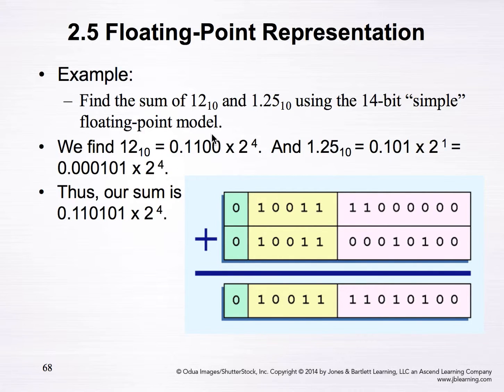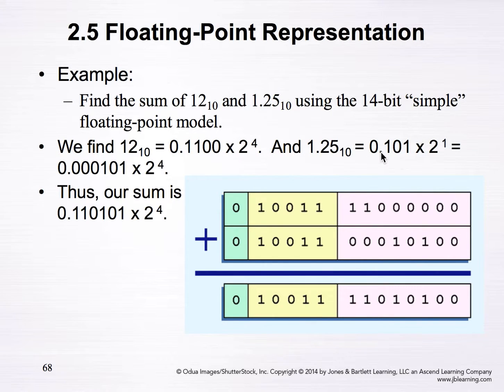So basically, this is the normalized part, and also this is the exponent part. Also, we need to transform 1.25 into the binary representation. So this one is a normalization part, and this one is the exponent part. Okay, so in order to do the sum, we want to have the same exponent part for both numbers. So we want this number to also have 2 power 4.